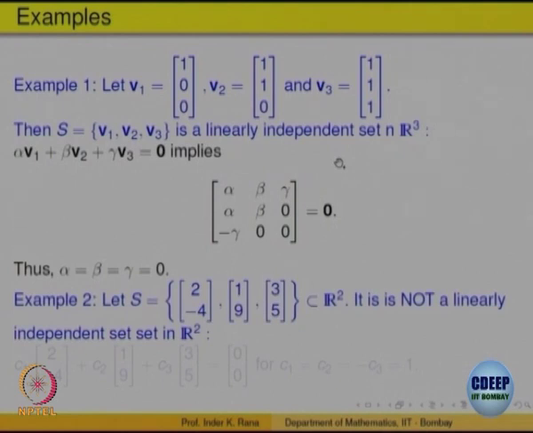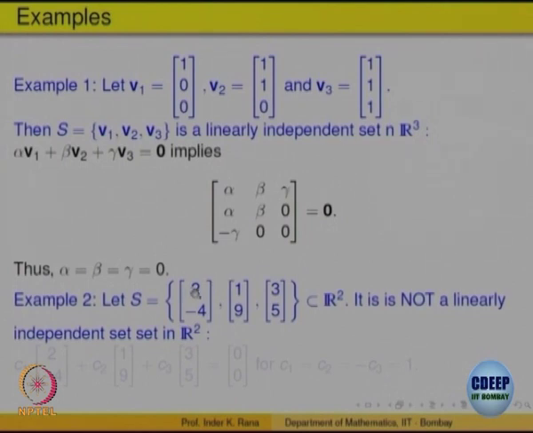Let us look at S, a set of 3 vectors. First vector is (2, -4), second is (1, 9), and third is (3, 5). This is a subset of R2. Each vector has 2 components, and we have 3 vectors. We want to know whether they are independent or not. Here it is quite easy to see that you can represent a linear combination of it equal to 0.